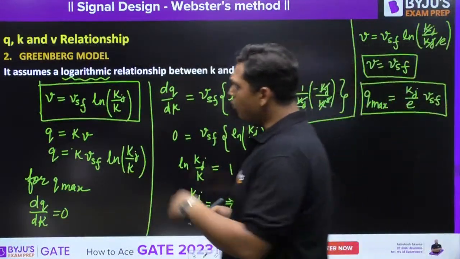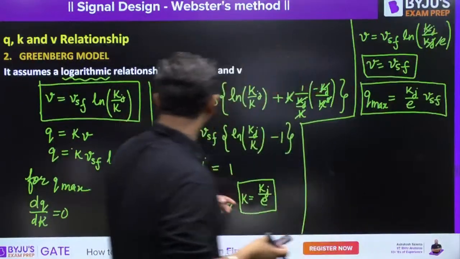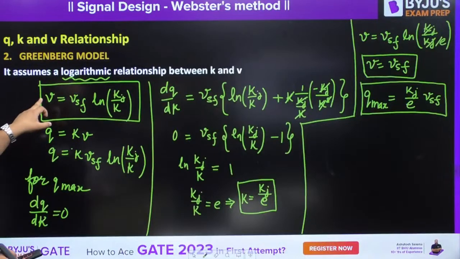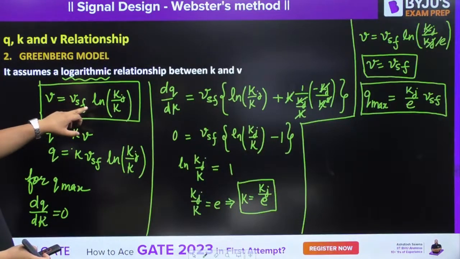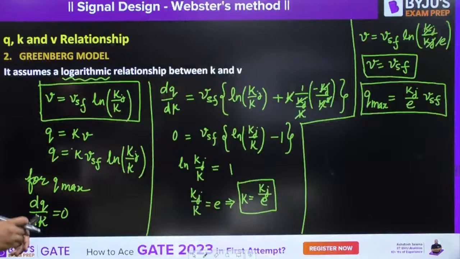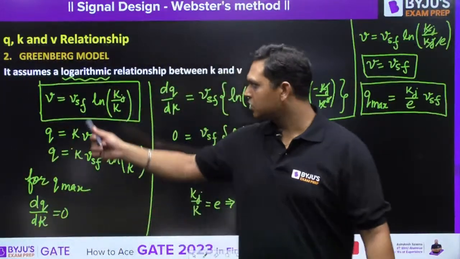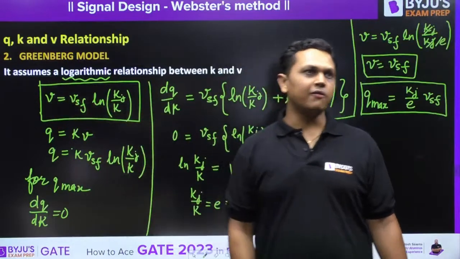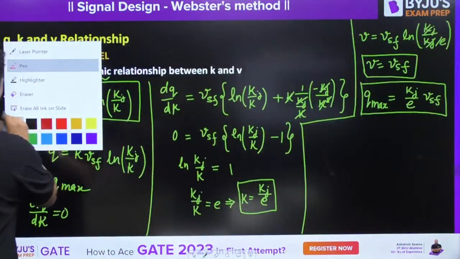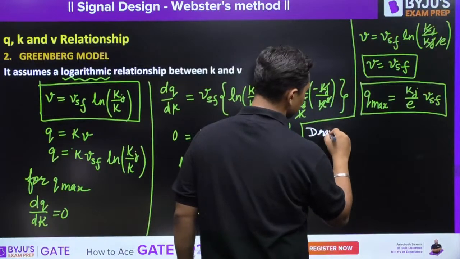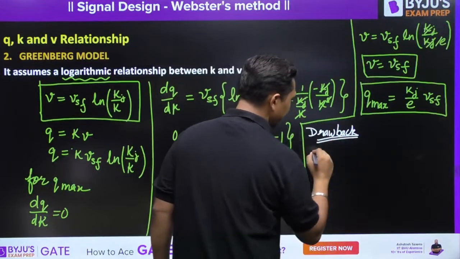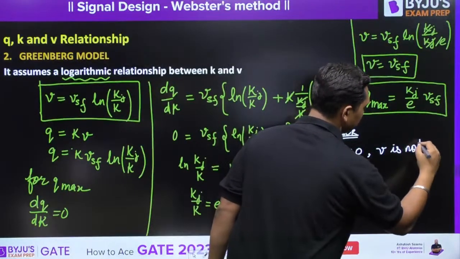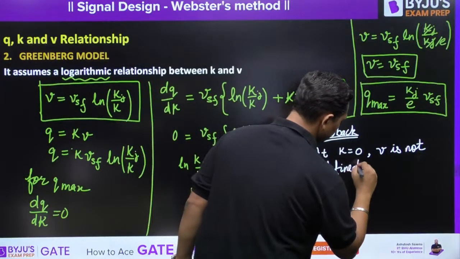Okay. Now why this model is not very popular is because if you put over here, if V is equal to 0, k will be equal to kj. Then if k is equal to 0, if you put k equal to 0 in this equation over here, what will happen? Kj by 0, so it will become infinite. Ln of infinite is not defined, so velocity is not defined. So there is a drawback to this equation. The drawback is at k is equal to 0, V is not defined. Is it clear to all?